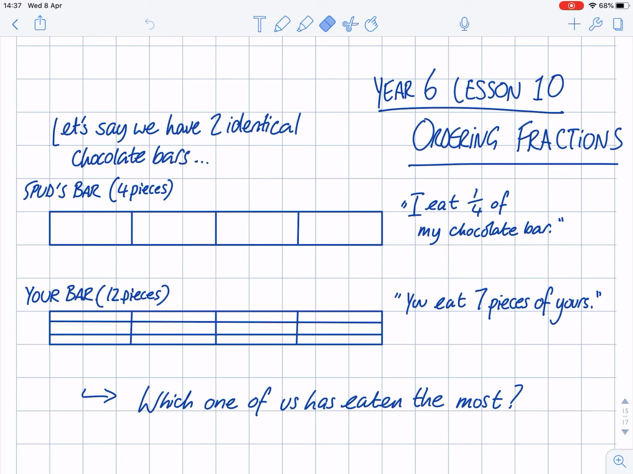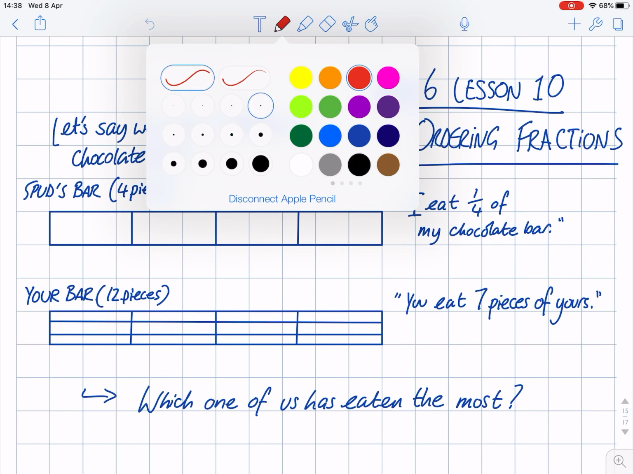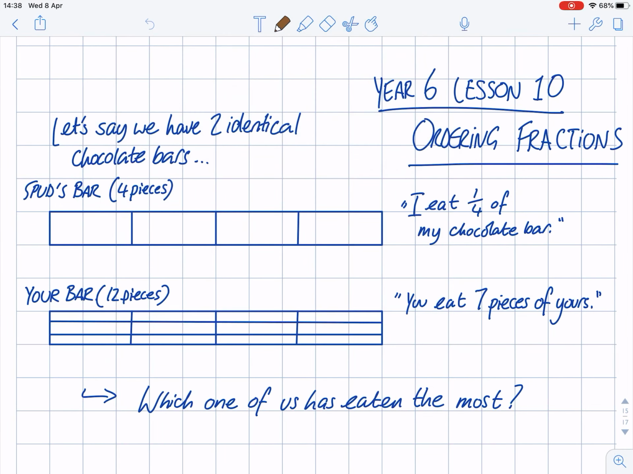So we're going to look at 2 fractions and you're going to identify which of the fractions is the biggest, the largest. Okay, so first question we're going to look at. I've said we've got 2 identical chocolate bars, all right? I've got Spud's bar, which is 4 pieces, mine, okay? And I've eaten 1/4 of my chocolate bar. Your bar, 12 pieces, and you've eaten 7 pieces of yours, okay?